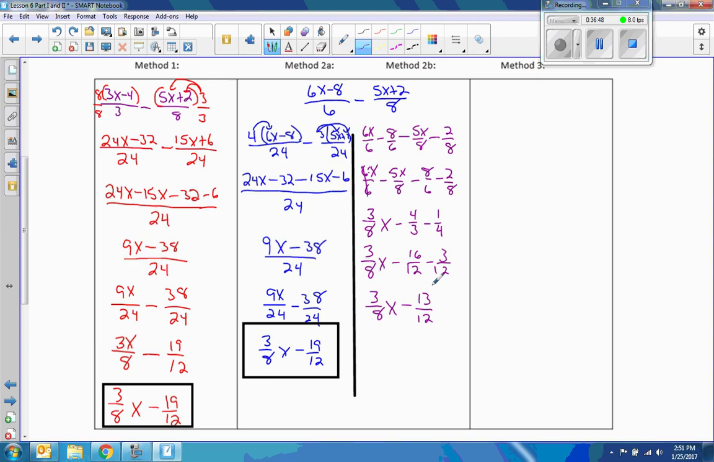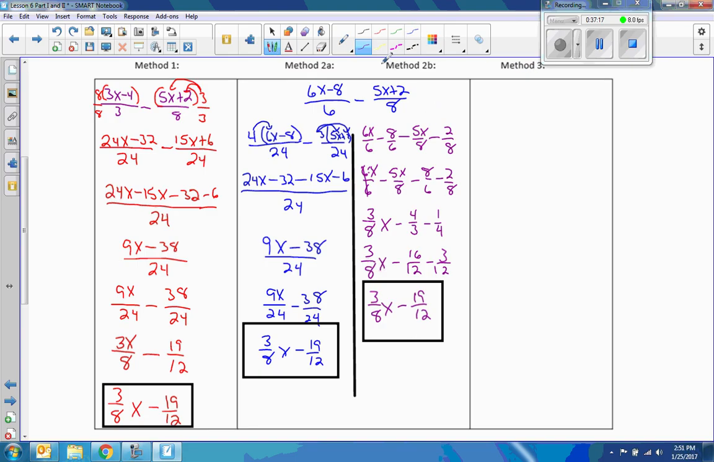Oh, not 13, I'm sorry. So this is 3/8x minus, so this is a minus and then minus some more. So negative 16 minus 3 is negative 19 over 12. All right, so there is the answer. So notice we've done this 3 different ways now. We've got 3 different answers.